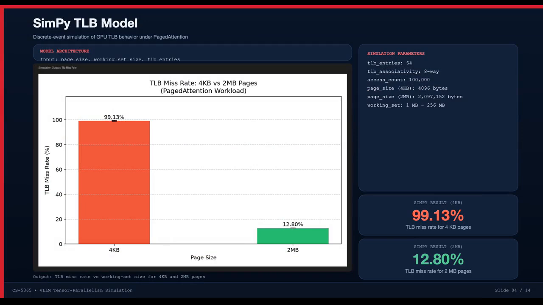So on this slide we see the translation look-aside buffer model, a discrete event simulation of GPU TLB behavior under the PagedAttention workload. It does not simulate every CPU cycle in SimPy. Instead, it models the probability that a given memory access hits or misses in the TLB, based on the page size, working set, and TLB configuration.